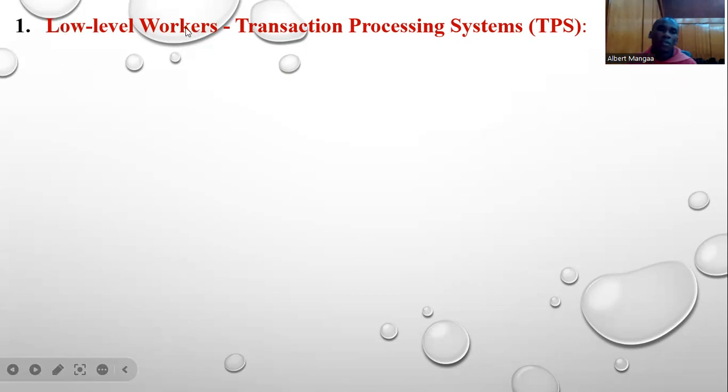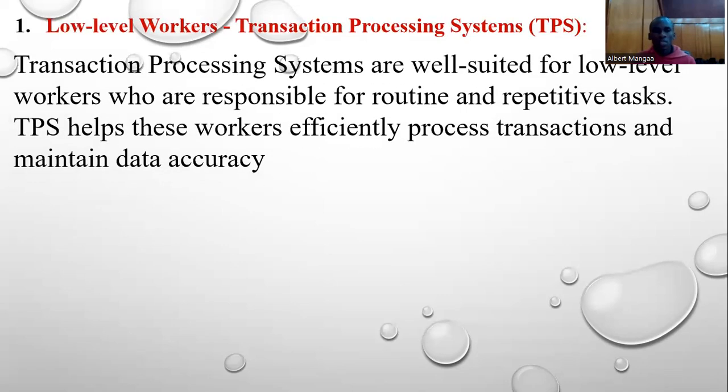The low-level workers are basically served by the transaction processing systems. So we'll be able to understand what that means. The transaction processing systems are well suited for low-level workers who are responsible for routine and repetitive tasks. The transaction processing systems help these workers to efficiently process transactions and maintain data accuracy.